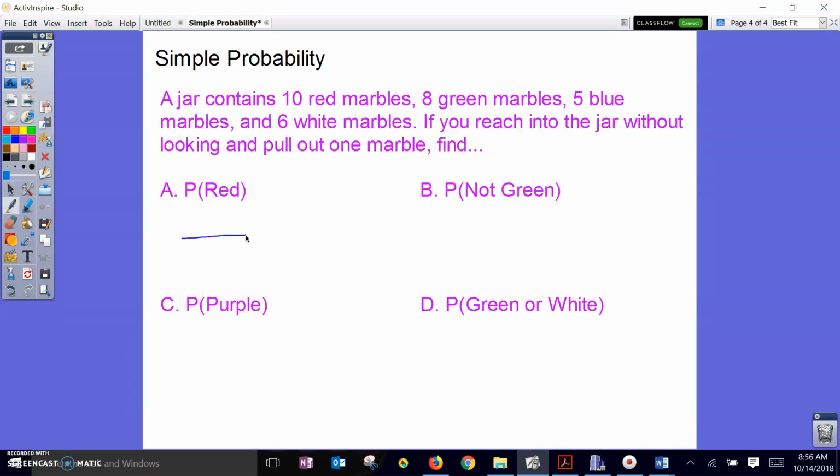Well, I need to know how many possible outcomes there are, and in order to get that, I'm going to take all of the numbers of marbles and add them together. And there are a total of 29, 10 plus 8 plus 5 plus 6. So that's going to be my denominator for my fraction. And we want the probability of red. So a success is pulling a red marble. There are 10 ways that we can do that. So our probability is 10 out of 29.